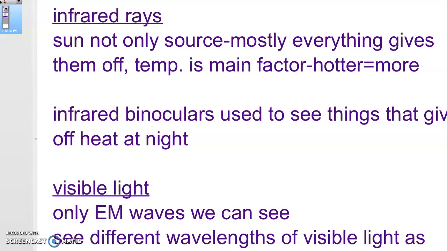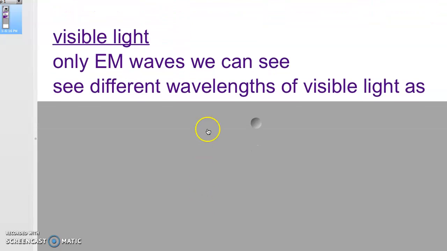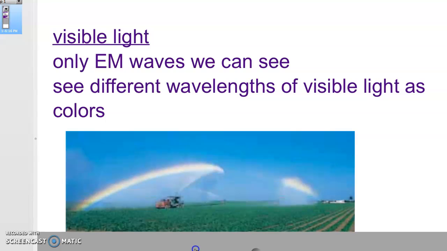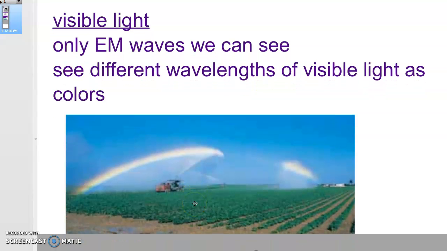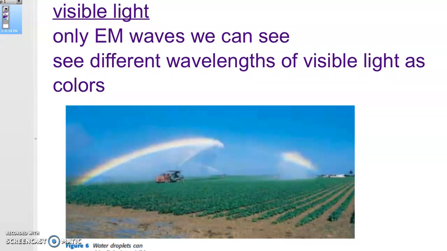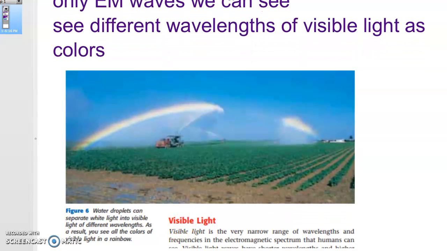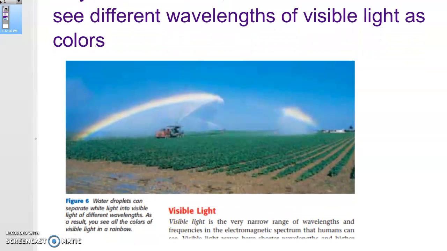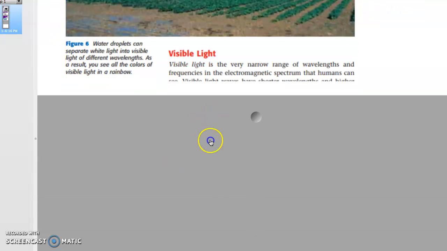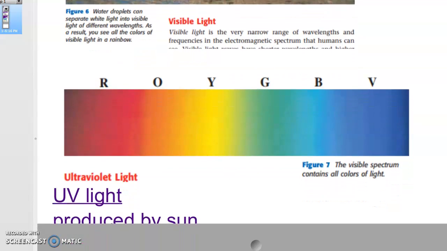Then we have visible light, right? The Roy G. Biv that you learned when you were little, the color scheme, right? Red, orange, yellow, and so on and so forth. They're the only ones we can see. And so we can see those different wavelengths of visible light as different colors on the color scheme, right? Water droplets can separate them, and you can see the little picture there of the rainbow. But it's a narrow range of wavelengths, and it's right in the middle of the spectrum pretty much. And so there it is, the colors of the rainbow.